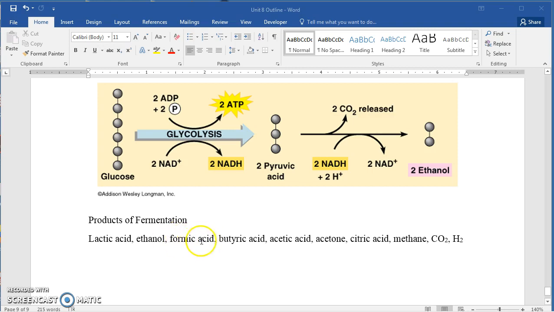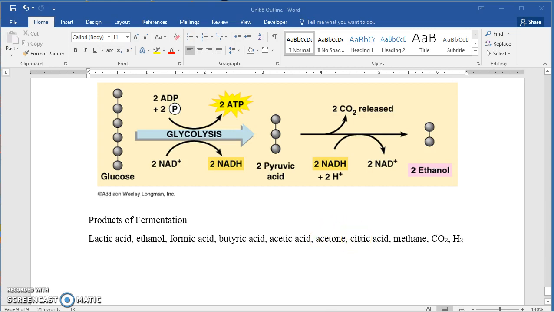Formic acid, ants will produce formic acid. Butyric acid, that's found in vomit, makes vomit smell really bad. That's one of the reasons why you'll use a base to try to neutralize it and control the odor. Acetic acid is found in vinegar, so when you step into a kitchen where somebody's doing pickling, they're using vinegar, you're smelling the acetic acid. It was also used in film development in photography.